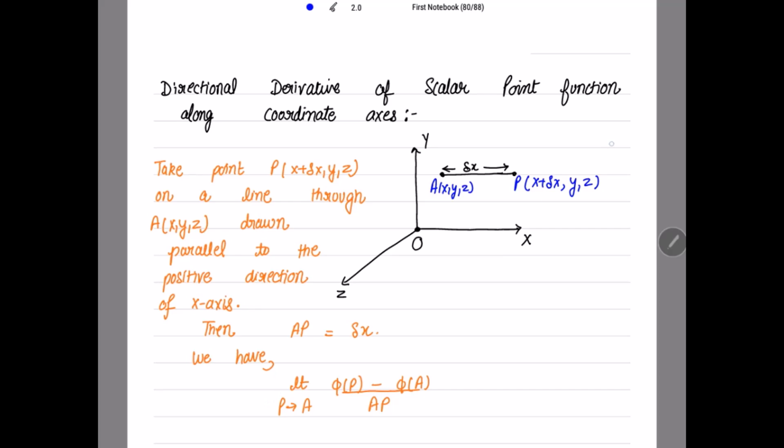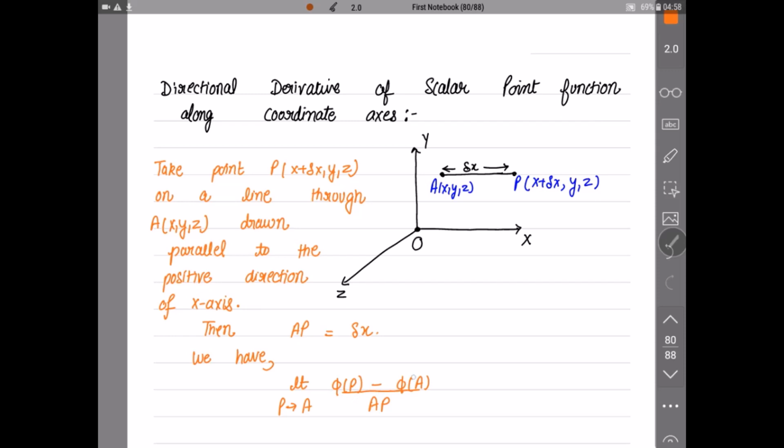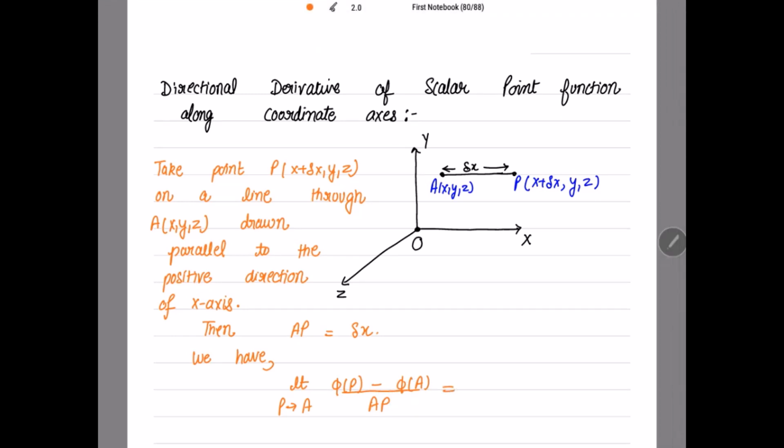We have the limit P tending to A, phi(P) minus phi(A) over AP. Let's see what is going to be the result. Now the limit P tending to A means this distance delta x is tending to 0. So this is a limit. Again, you have to say here that this distance should be regarded as positive. So here delta x is positive. So the limit delta x is now tending to 0.